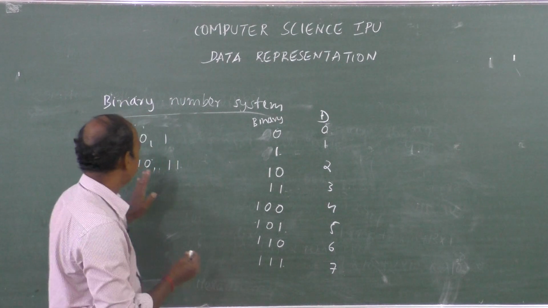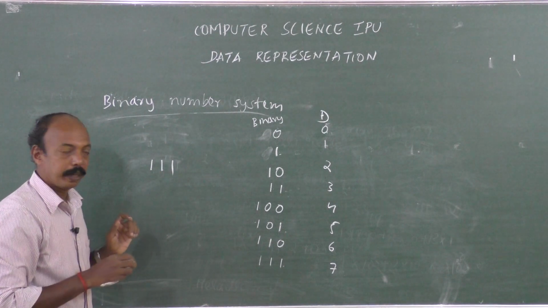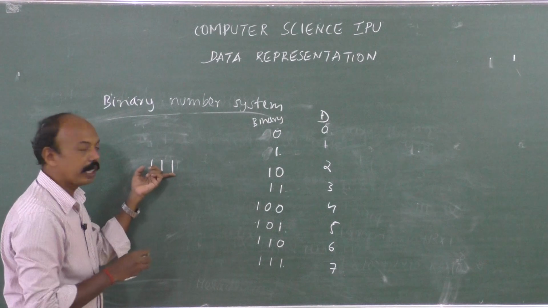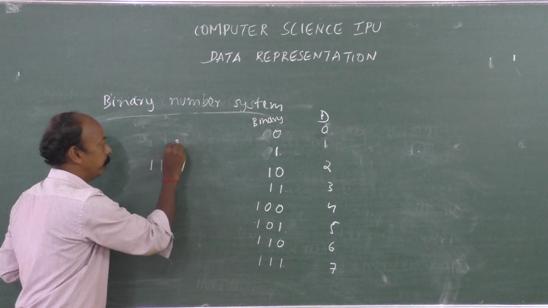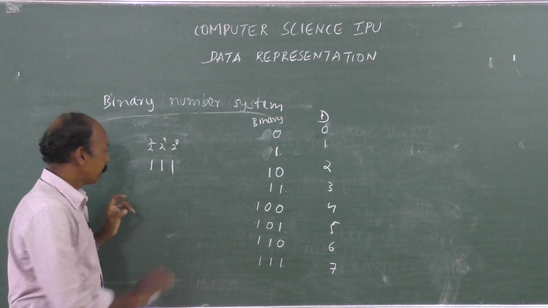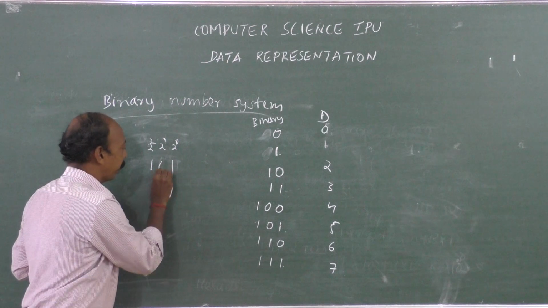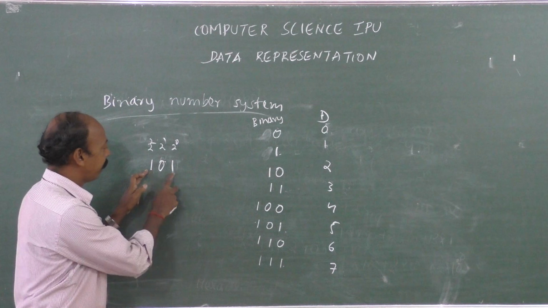Whenever we write a number, something like 1 1 1, whether we have written it properly or not, you just find out the weights. This is 2 to the power 0, this is 2 to the power 1, this is 2 to the power 2. Suppose we have written 1 0 1. What we need to do? Just add the values where there is 1.